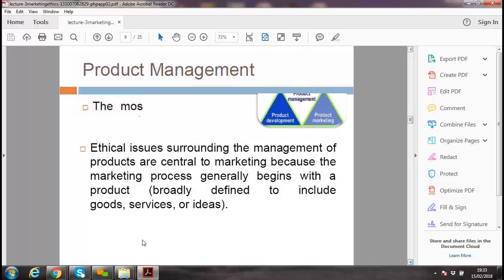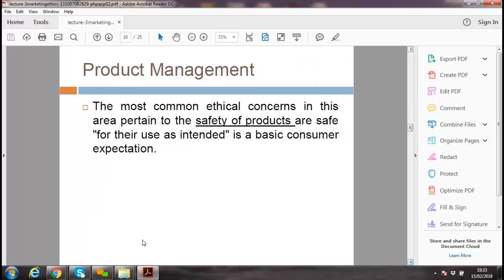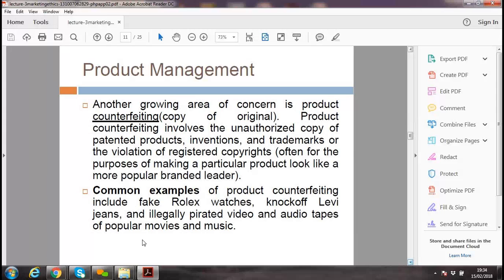It's fine. Product management, the most common ethical concern in the area pertains to the safety of the product. Are they safe? Are they used as intended? This is a basic consumer expectation. Safety of product, like not expired product, putting a sticker and selling out-of-date products. So it is ethically, morally our responsibility not to promote those products.